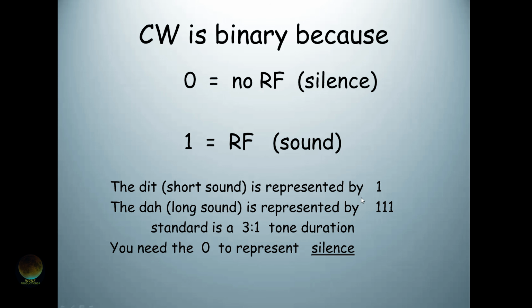The standard is for DAs and DITs 3 to 1. But I work a lot of guys with hand keys, and they like sending CW da da da da da da. I can hear what they're doing, but that's not the right ratio of DITs and DAs. So 0 is silence, 1 is sound or RF.